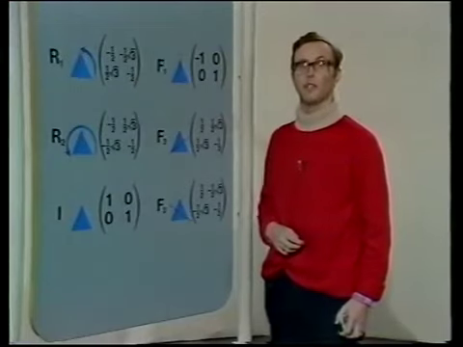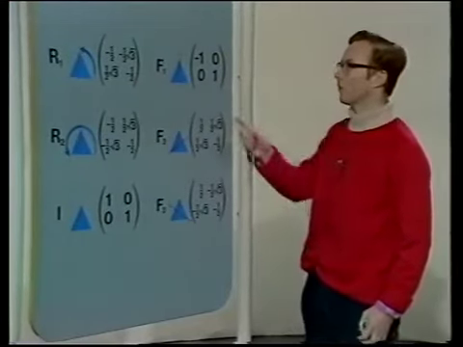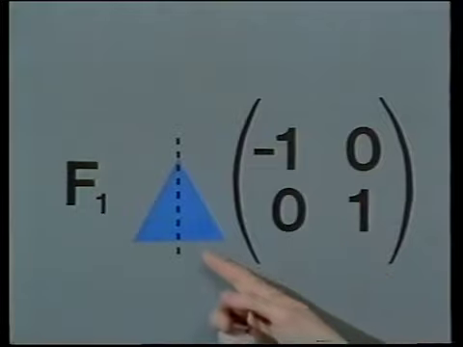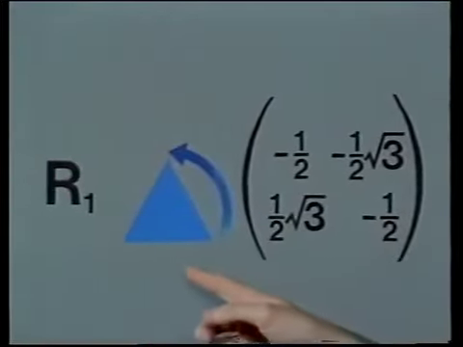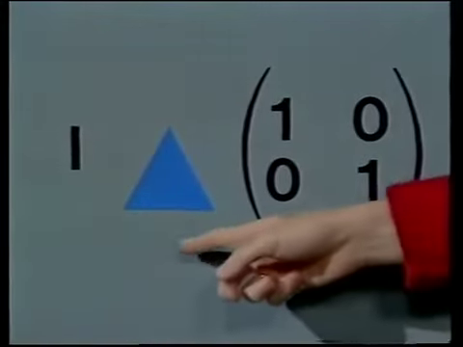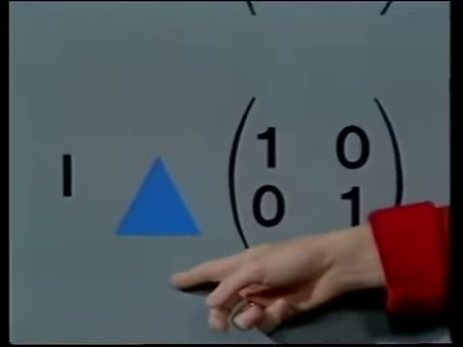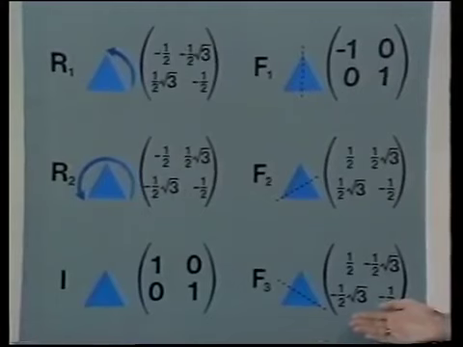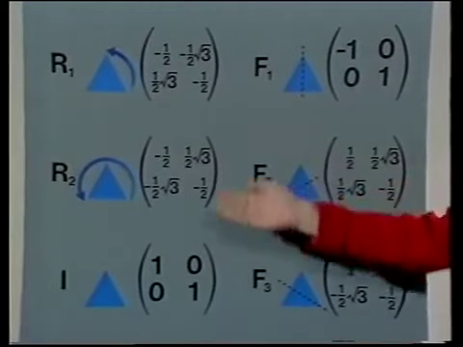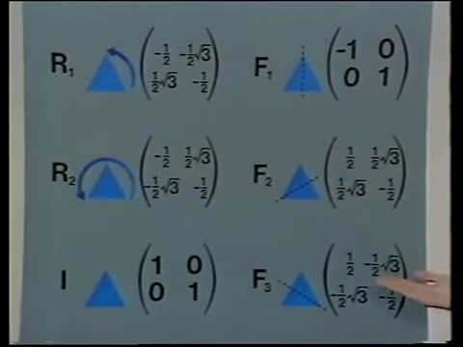So here are the matrices for the three symmetries we've just looked at. Here's the matrix corresponding to the vertical flip, the matrix for the rotation, and the identity matrix for the identity transformation. And as you can see, I've got the matrices for the other three symmetries as well. So what we've got are 6 symmetries and 6 matrices.